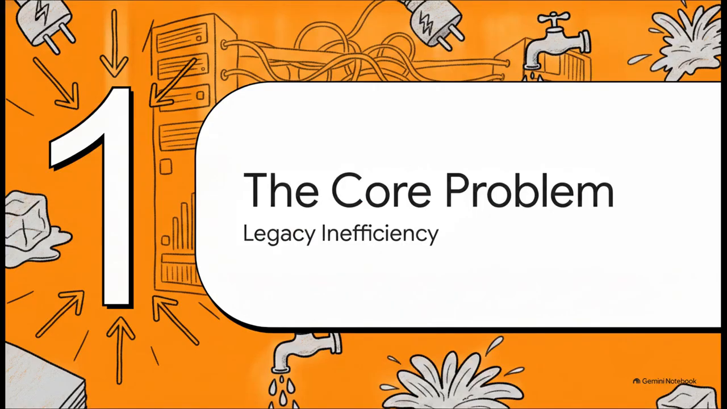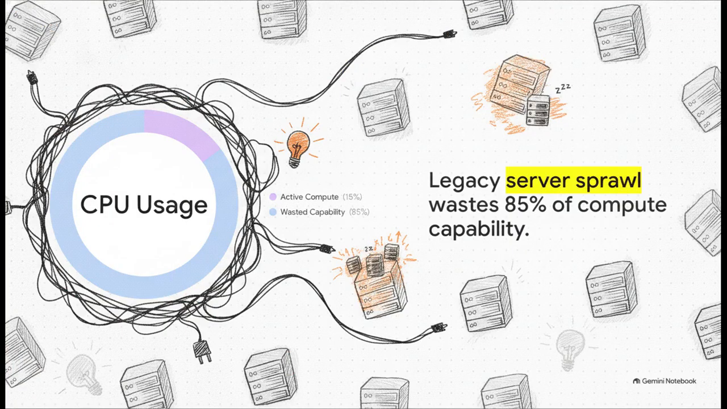Section 1. The core problem. Okay, before we can fix the math, we really need to understand exactly why these legacy data centers are just bleeding energy. Take a look at this. It beautifully, or maybe horribly, illustrates the sheer scale of server sprawl. In a traditional, non-virtualized environment, the standard rule was one application per physical server. Because of that, legacy servers sit at a miserable 10 to 15% CPU utilization. That means 85% of their compute capability is entirely wasted, yet they're still gulping down massive amounts of power just to stay awake. It's literally an energy efficiency disaster.